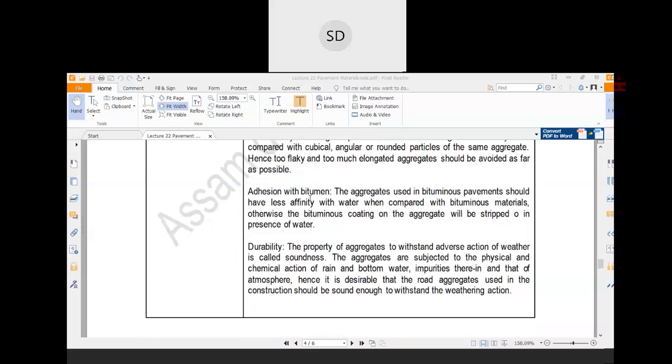Then adhesion with bitumen means how they can be mixed with the bitumen. So in this test you put some aggregates and mix some bitumen with it, and after that you find out what is the surface area which is covered with the bitumen.